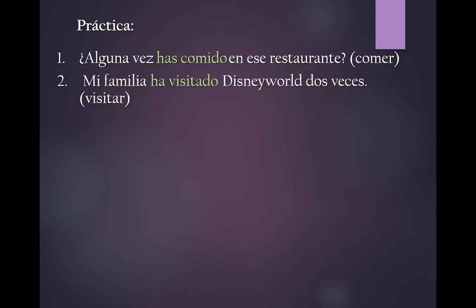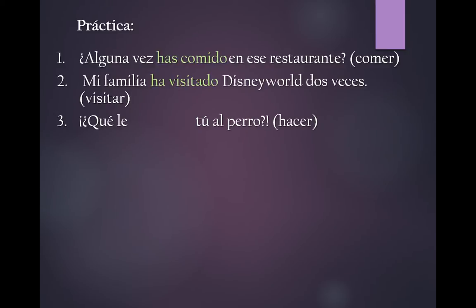So we would say, mi familia ha visitado Disney World 2 veces. Vamos a mirar número 3. ¿Qué le blank tú al perro?